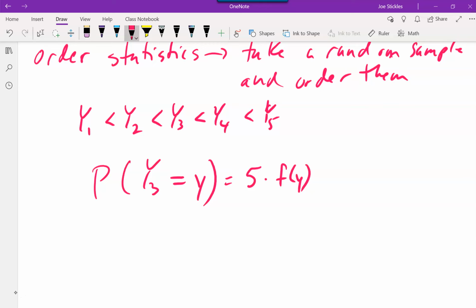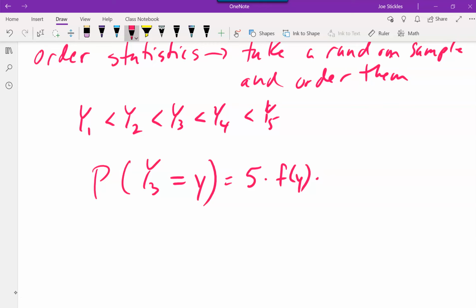Yeah, Morgan. So like, why are there 5 chances if we're looking at y3? Because we're looking for the probability that no matter what random sample we take, the third smallest value is y. It doesn't say it had to come out in that order. After we take the sample, we're the ones who put it in order. So the third smallest might be the 5th one you pick. The third smallest might be the 2nd one you pick. We have to do the ordering, so that's where the 5 comes from. There's 5 different ways that one of them could be the y.